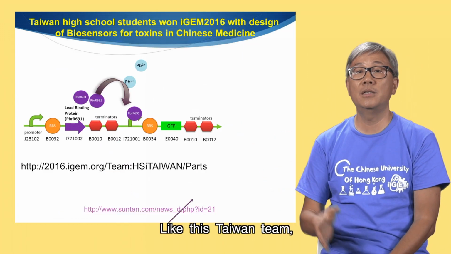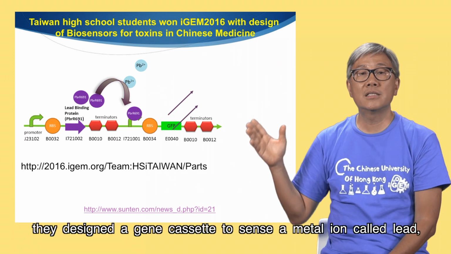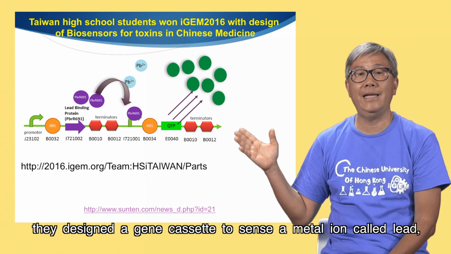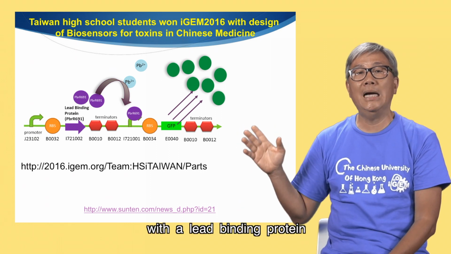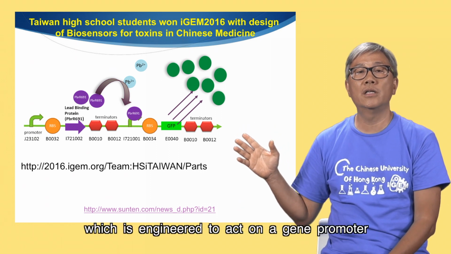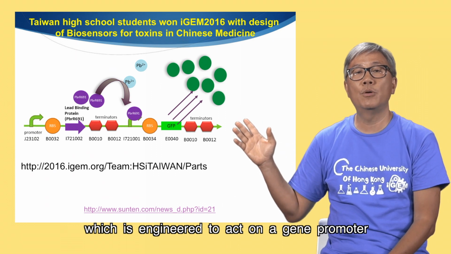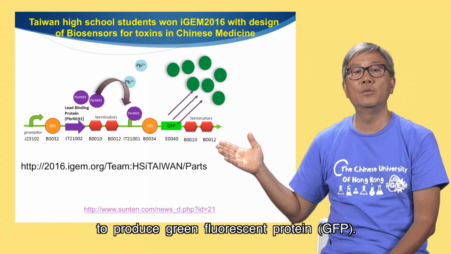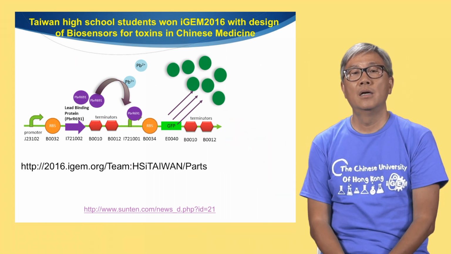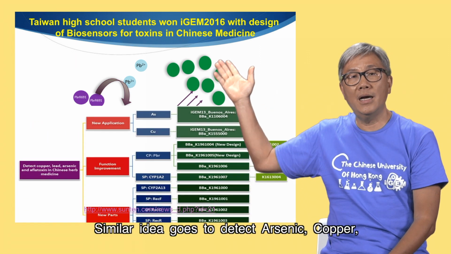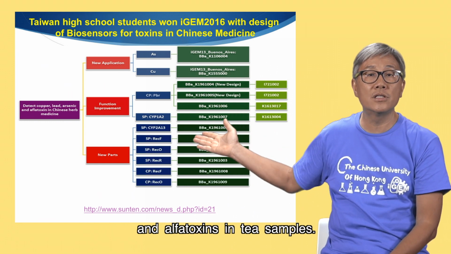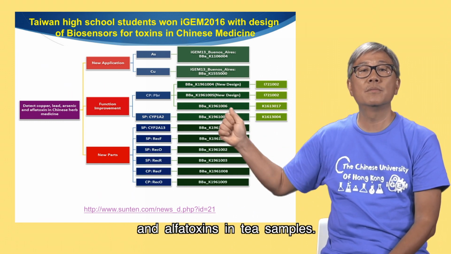Like this Taiwan team, they designed a gene cassette to sense a metal ion called lead, with a lead binding protein which is engineered to act on a gene promoter to produce green fluorescent protein, GFP. A similar idea goes to detect arsenic, copper, and other toxins in tea samples.